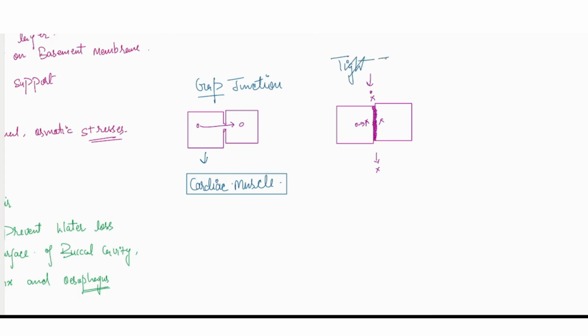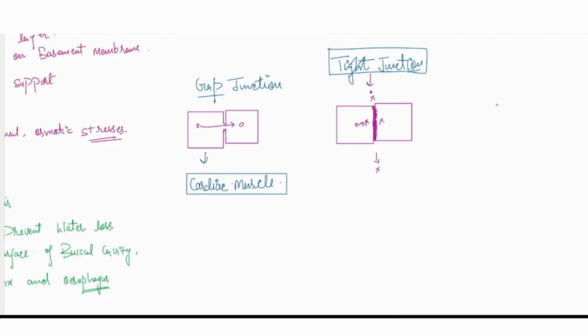It is a tight junction. Why tight junction? Because there is no communication between these two cells, and these two cells are completely attached to each other. In between these two cells there is no transfer of molecules from one cell to another cell.